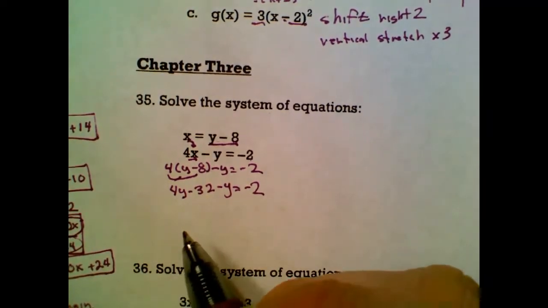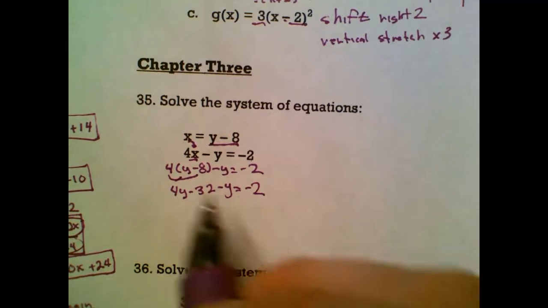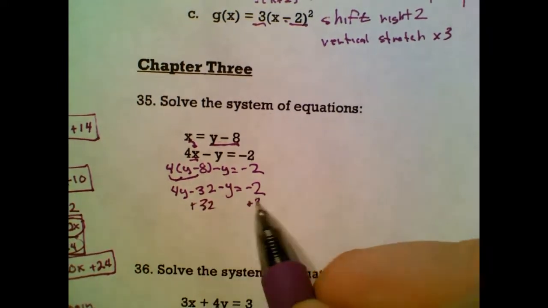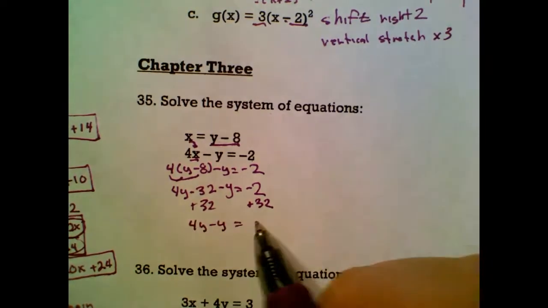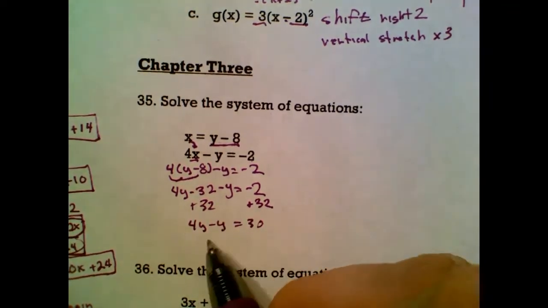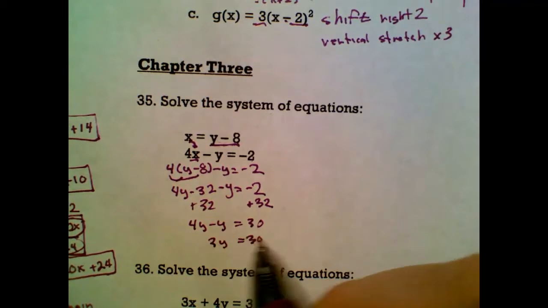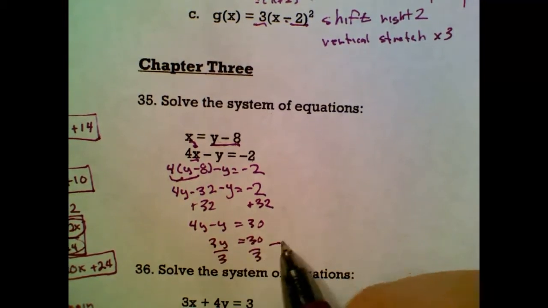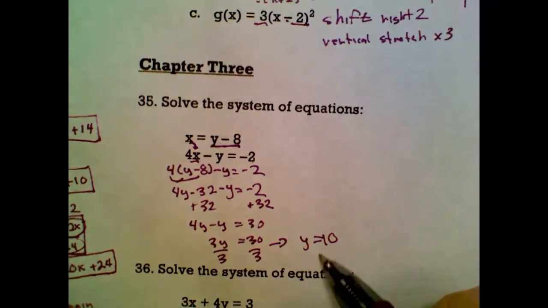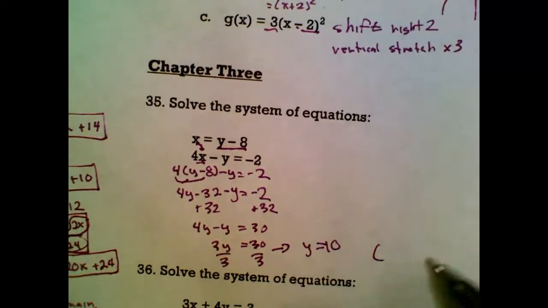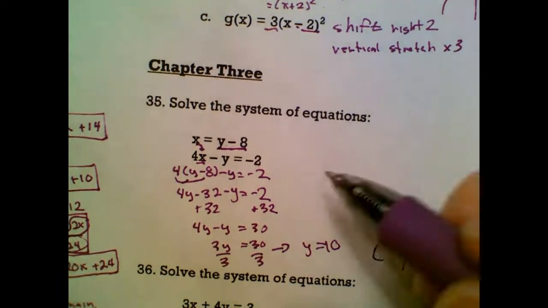Next step, let's add 32 to both sides. So we got 4y minus y is equal to 30, so we got 3y is equal to 30. Divide by that 3. So we get y is equal to 10. Now, I wish we were done. We're not done. We know what our y is, so we'll put that right here. There's our 10.